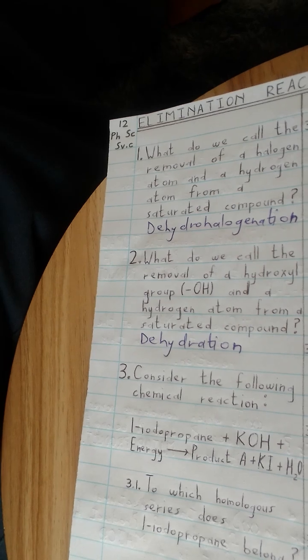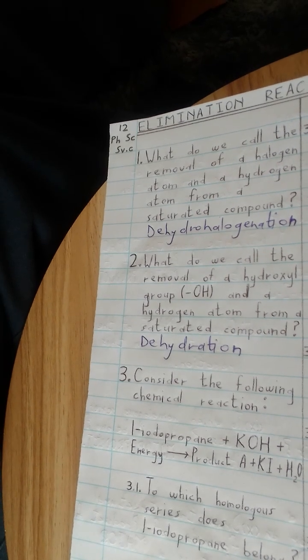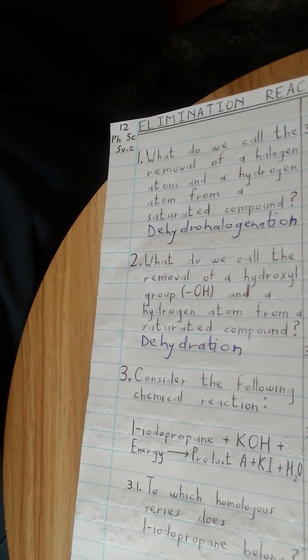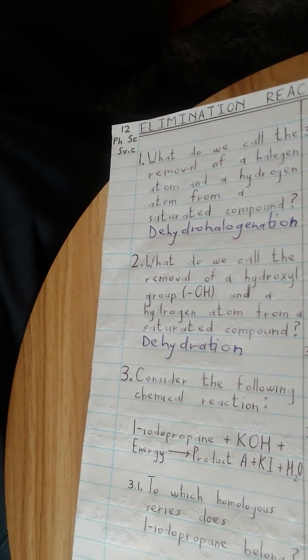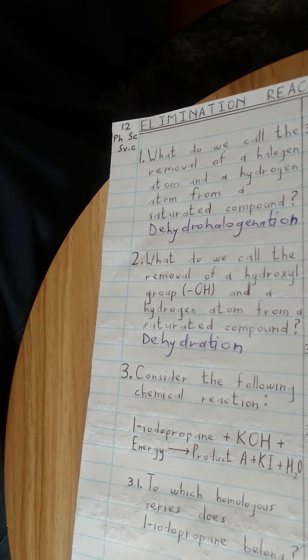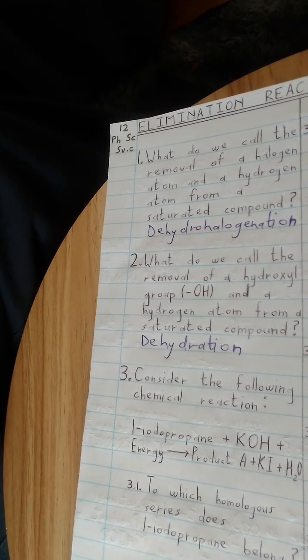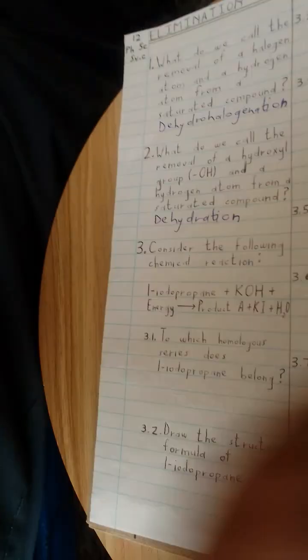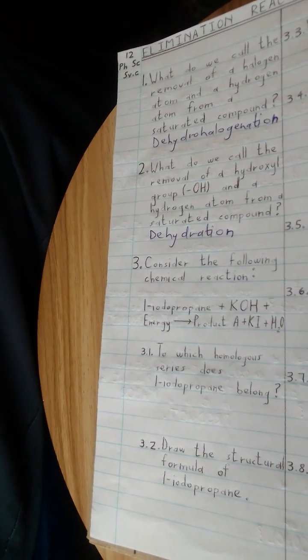Number 3 states, consider the following chemical reaction. We have 1-iodopropane reacts with potassium hydroxide and energy to give product A and potassium iodide and water. So we need to make this reaction clear, right?